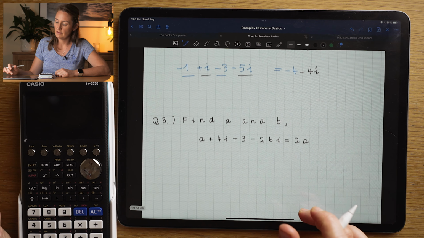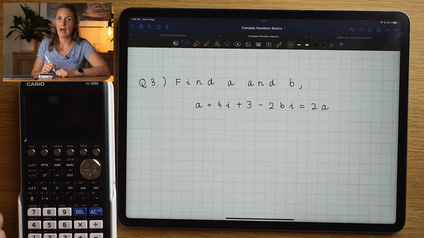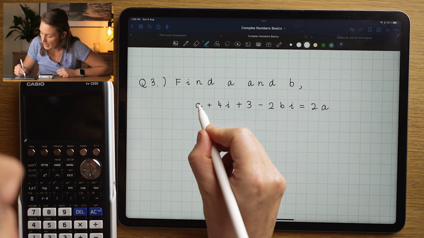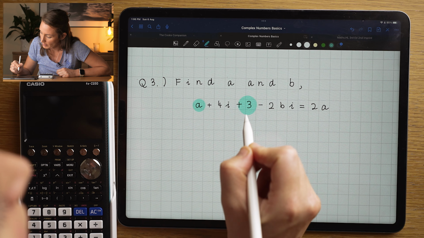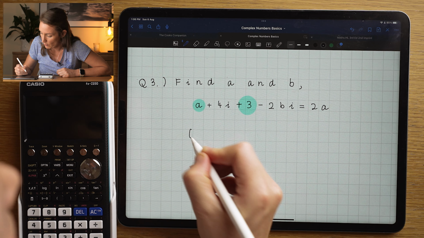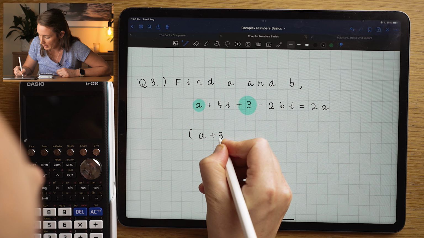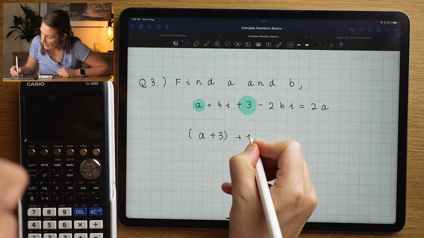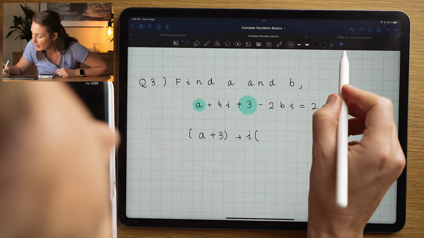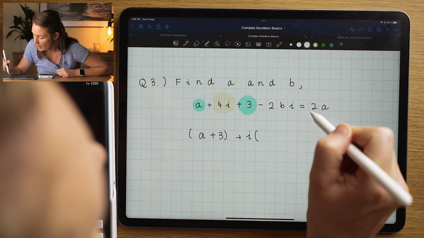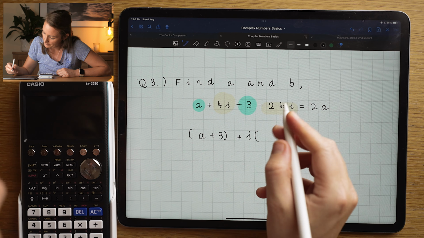And we can play around with these kind of problems and turn it into a little bit of an algebraic problem. On the left-hand side, we can simplify this by adding together the real parts. So here, if I reorganize this into real parts, I would have a add 3. And I can factor out the i, and then the imaginary parts would be 4i and minus 2bi.